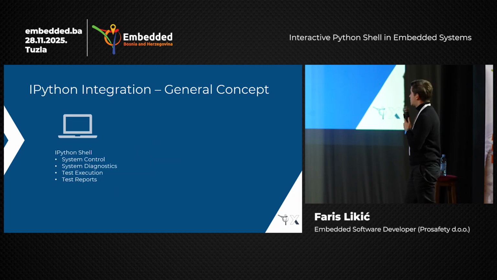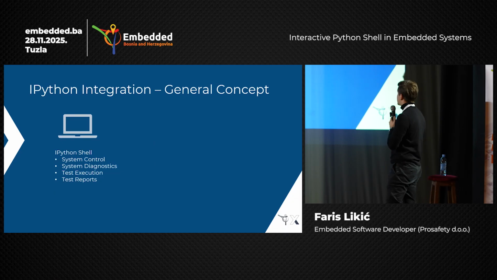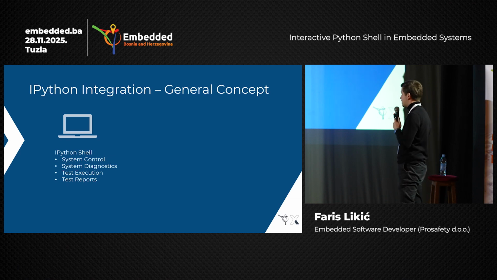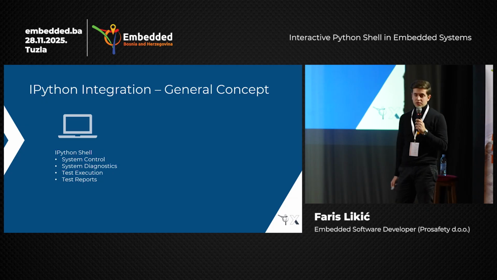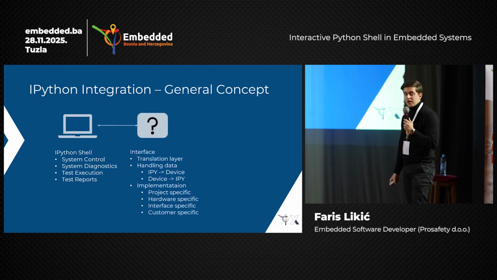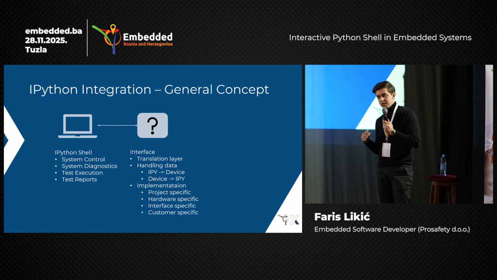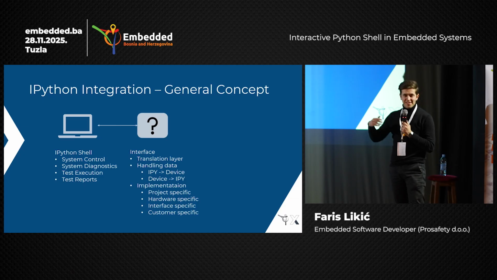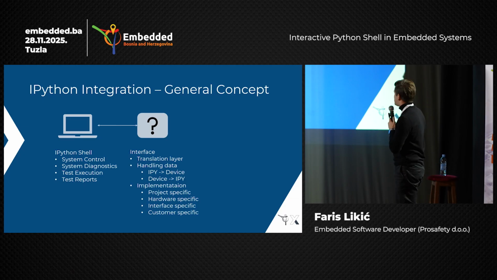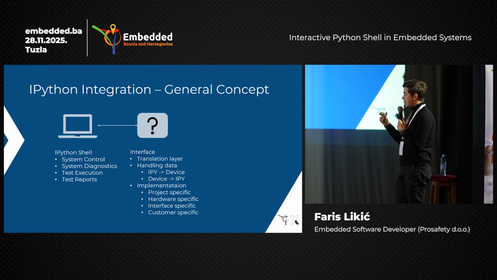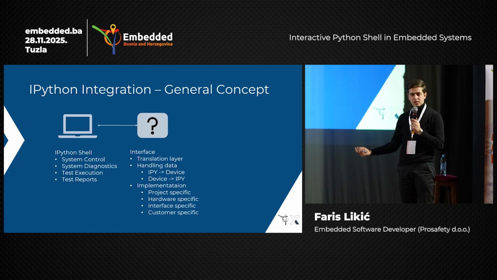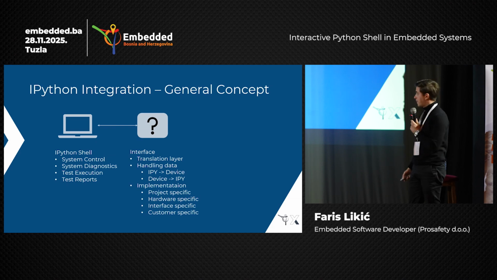How the system usually works is the following. We'll take a look at a general concept. First of all, you have the IPython shell, and this can be used for controlling your system, running some kind of diagnostics, executing tests, generating reports. Then you have some kind of an interface. And this interface could be a topic of its own, and maybe it is going to be a topic next year at this gathering. But basically what it does, it takes a message from the IPython shell and translates it and sends it over to your device, and the same works vice versa.